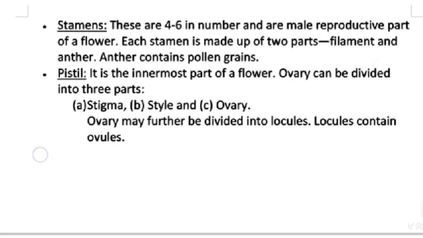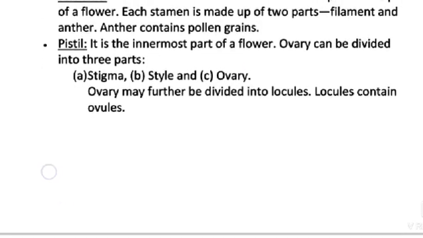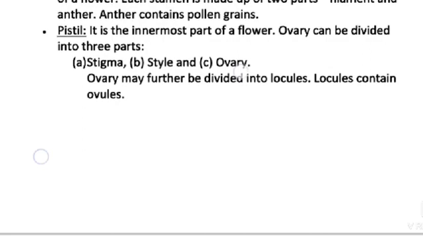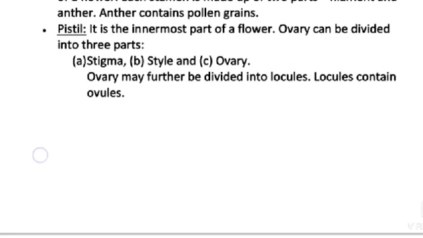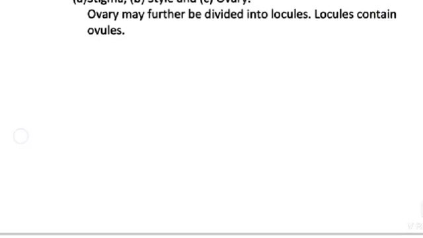Pistil, it is the innermost part of a flower. Pistil can be divided into three parts, stigma, style and ovary. Ovary may further be divided into locules. Locules contain ovules. See the picture?